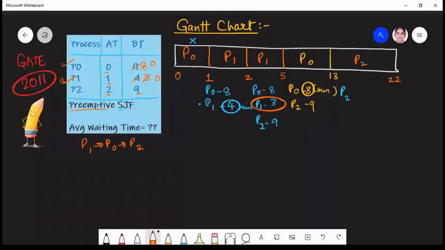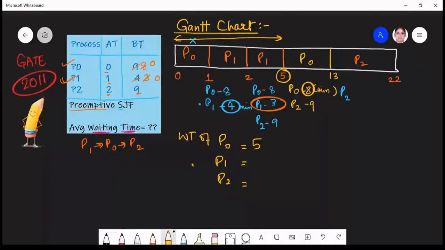Now, what is asked in the question? The question asks about the average waiting time. First of all, we'll find out the waiting time of all the processes: the waiting time of P0, P1 and P2. If you can see from here, this is P0. P0 was waiting for its turn from here to here, so it waited for 5 milliseconds.